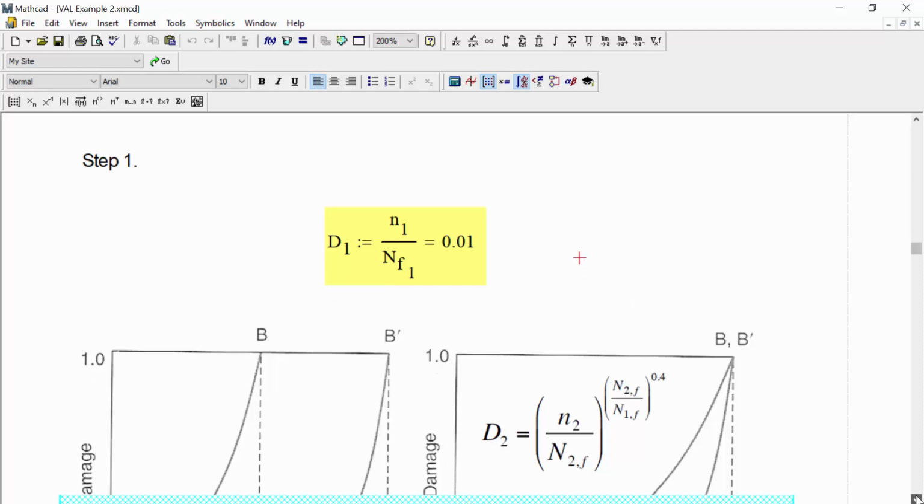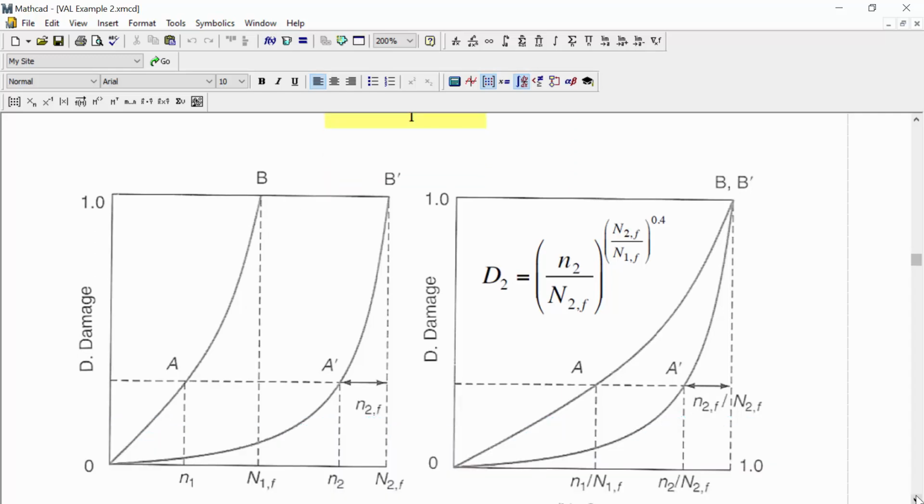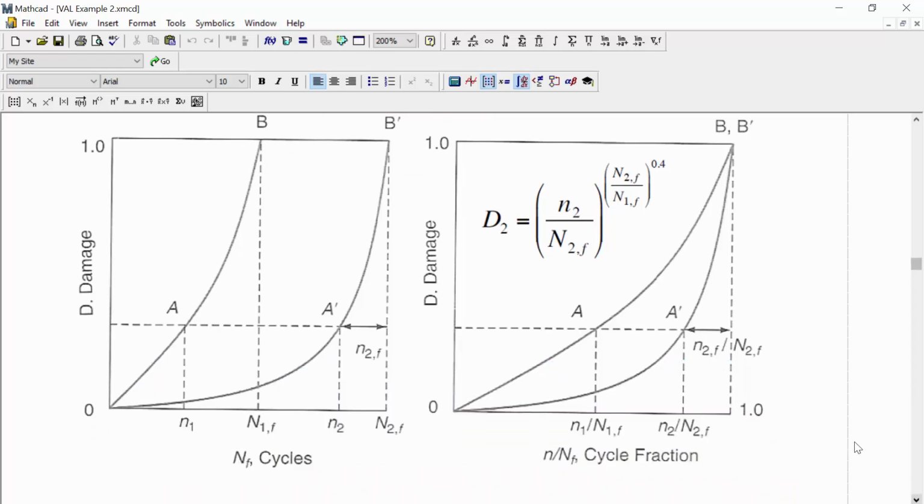Now what we need to do is use this result, the damage at D1, and use it as a reference to find the equivalent damage as if we were conducting our experiment at the rate of step 2. So we need to find an equivalent damage as if we were loading at the same stress amplitude as the 2nd step, right? So how do we do that?